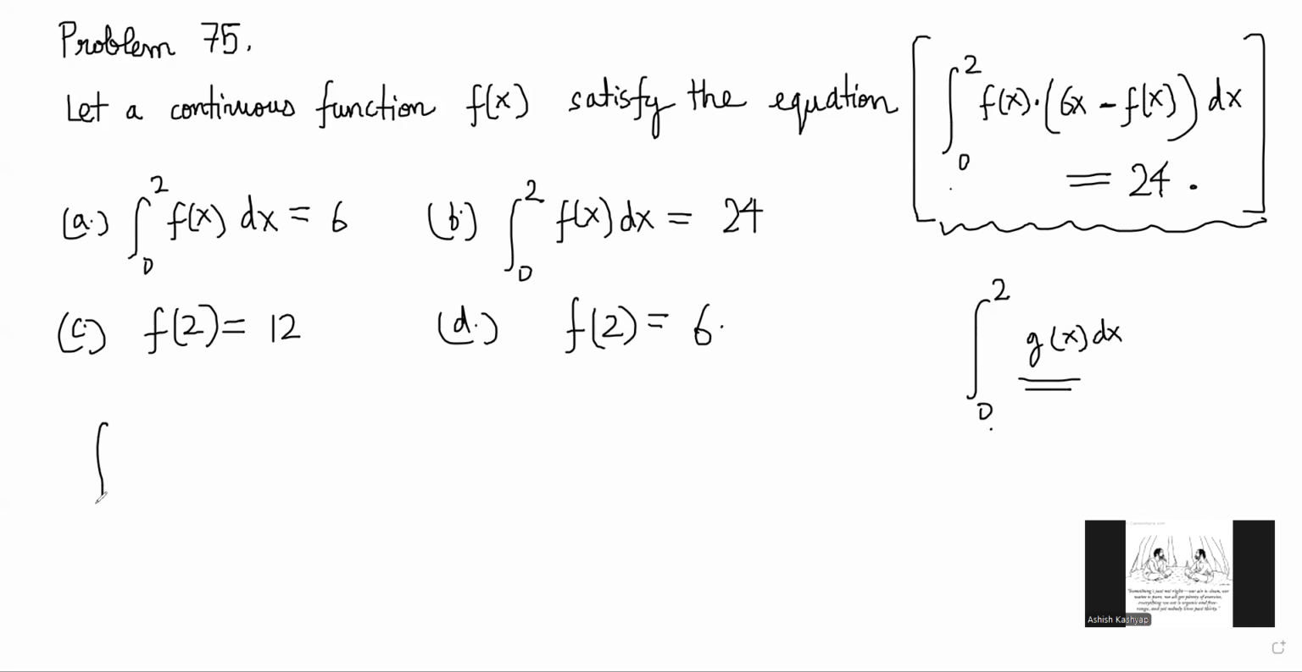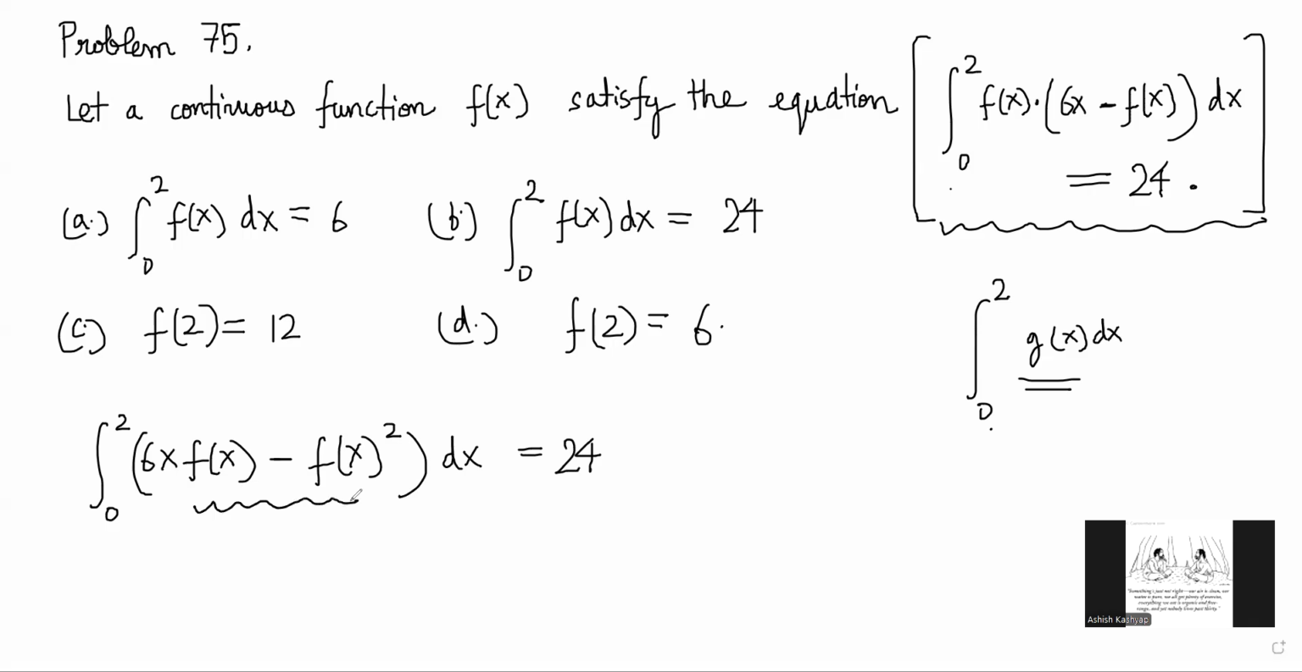So let's rewrite this integral like this: the integral of 6x f of x minus f of x whole square dx is equal to 24. This is what we have, right? Now you should see from here that it would be very easy to make this into a perfect square, because there is f of x square already present. That this is going to be the middle term. So our first term should be the square of 3x, because this is 2 times 3x times f of x.